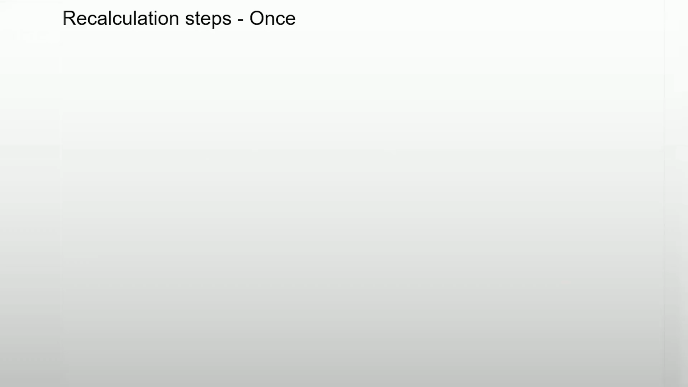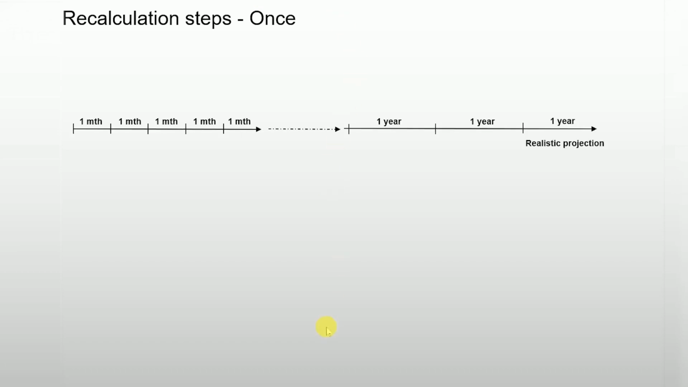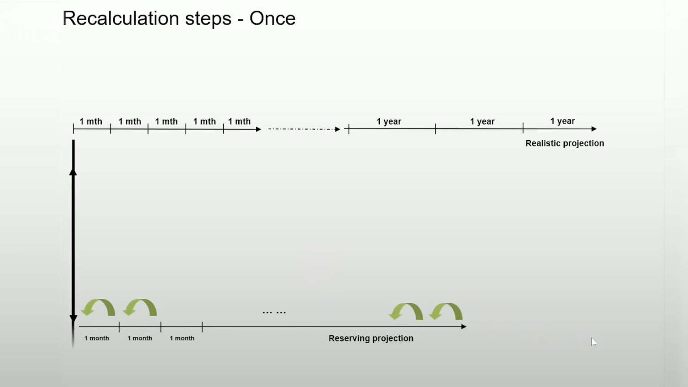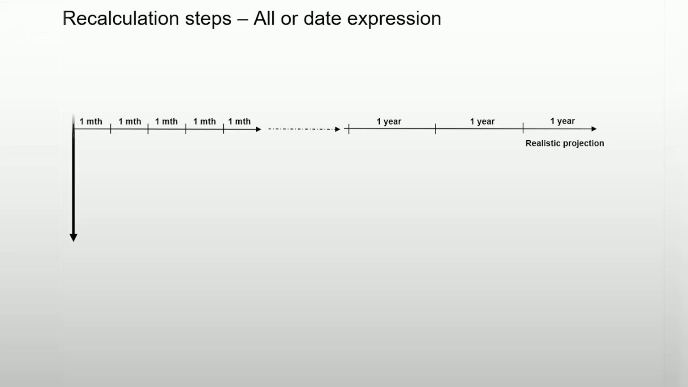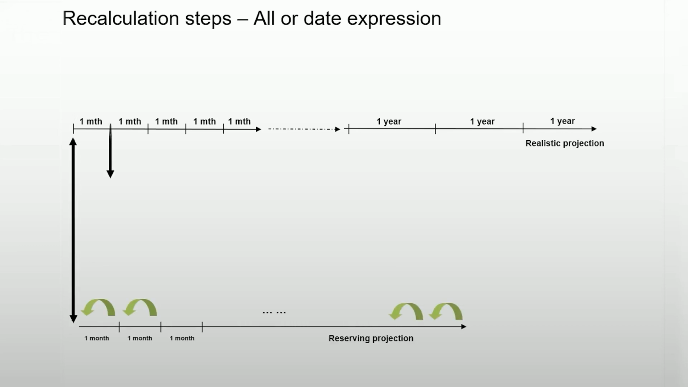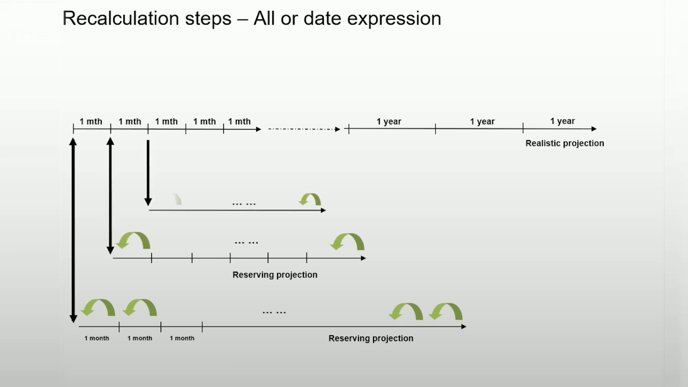The difference between these options is shown in these slides. First, we observe the case where the reserving sublayer is calculated just once. In the second animation, we see how the reserving sublayer is recalculated monthly up to one point in time, and yearly thereafter.